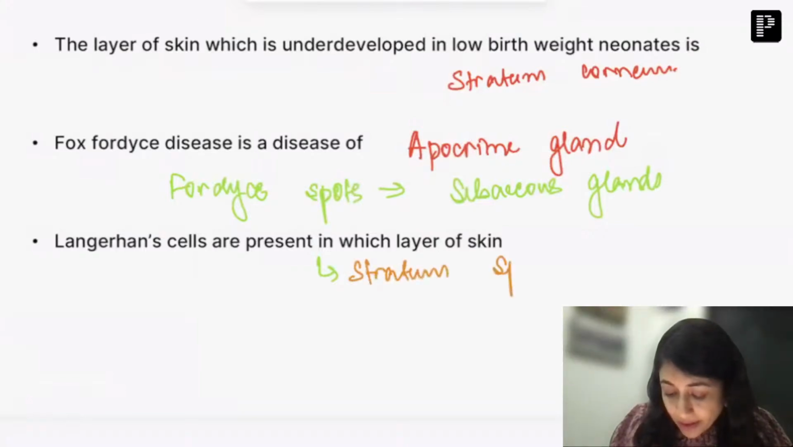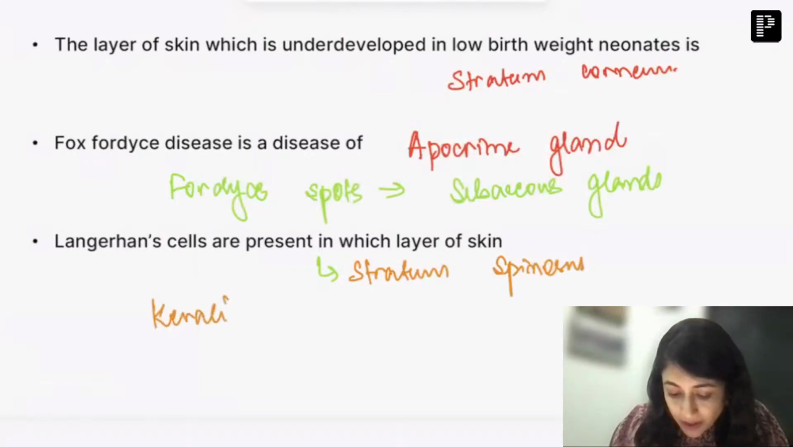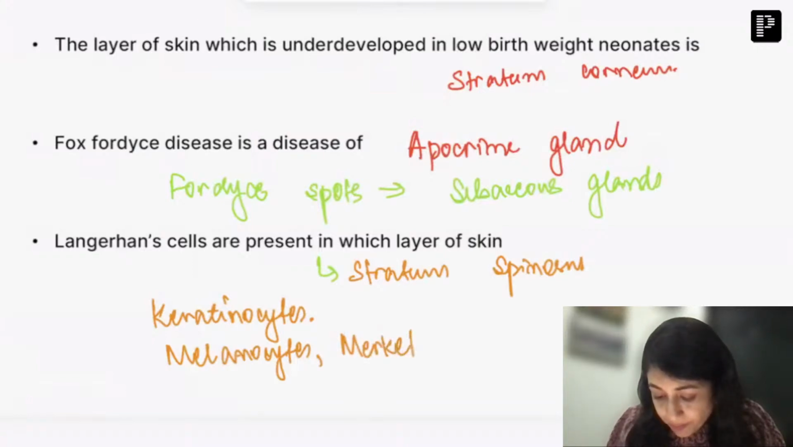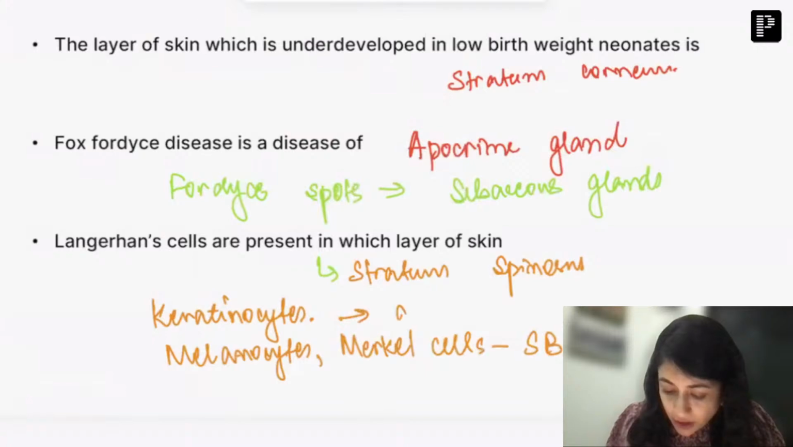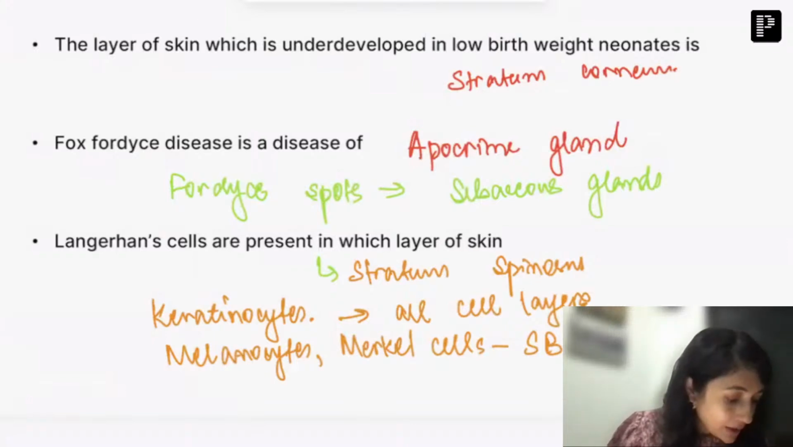So quickly revising, there are four main types of cells. Keratinocytes, which are present in all skin layers; melanocytes and Merkel cells, which are present only in stratum basale. Keratinocytes are present in all cell layers. And Langerhans cells are present in stratum spinosum.